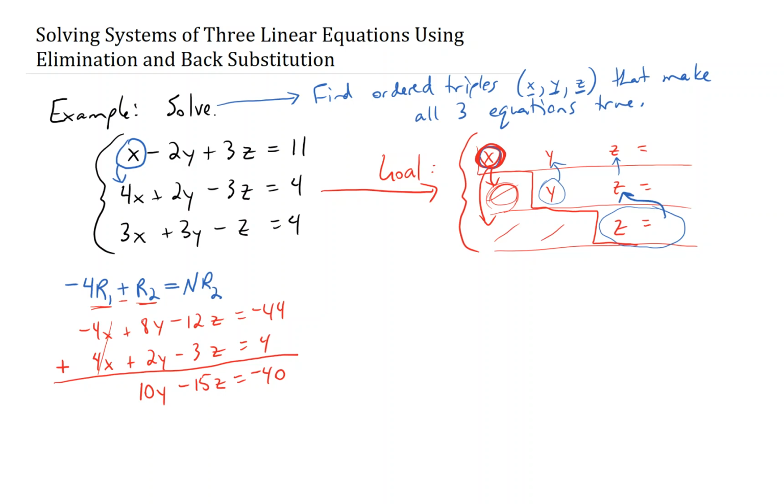Now, you could certainly use this as your new row 2, but if you notice, every number here is divisible by 5. So I could divide both sides of the equation by 5 just to make the numbers smaller and easier to work with. So that'll actually give me 2y minus 3z equals negative 8 for my new row 2. Okay, so that's going to be my new row 2.